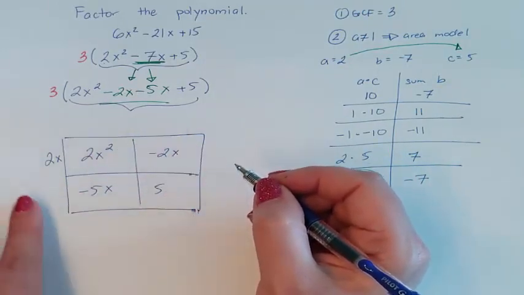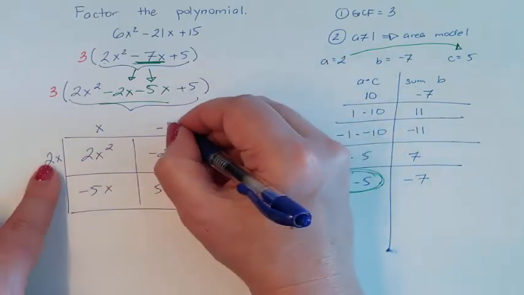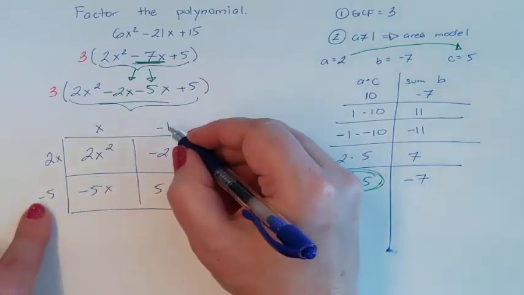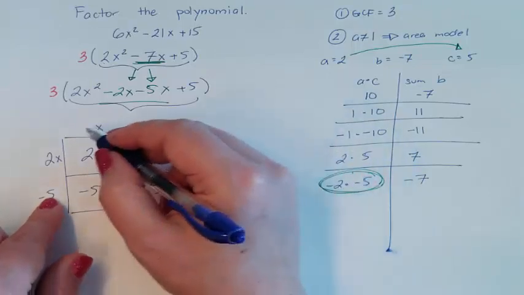Now I'm just going to go around and multiply the rest of it. 2x times x gives me 2x squared. 2x times a negative 1 gives me the negative 2. Negative 1 times a negative 5 gives me the positive 5. Negative 5 times x gives me the negative 5x. So I found my area model.